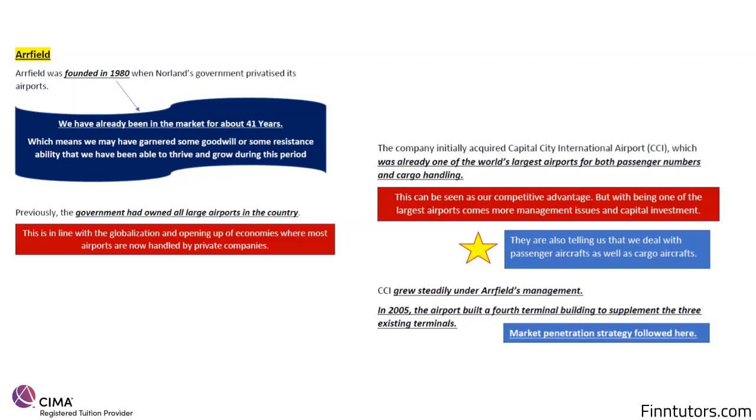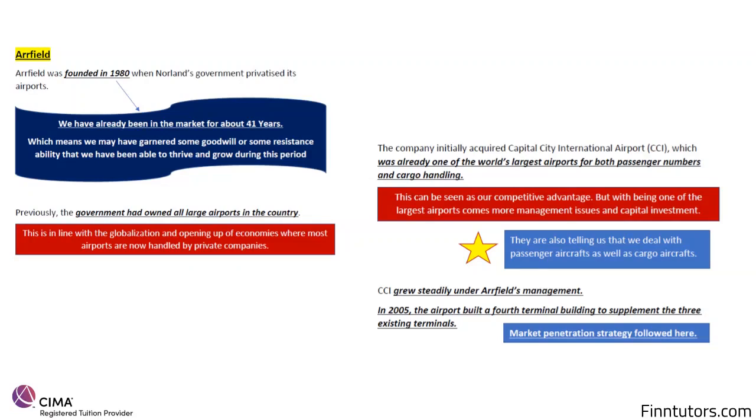So it was in line with globalization, and that was the trend at that point of time, and in today's world as well. The company initially acquired Capital City International Airport. So we own Capital City International Airport, which was already one of the world's largest airports for both passenger numbers and cargo handling. So, first and foremost, this tells me that our company has an acquiring strategy. It's not that we are always looking to grow organically, we are looking to acquire as well. So remember, that's a possibility for your company.